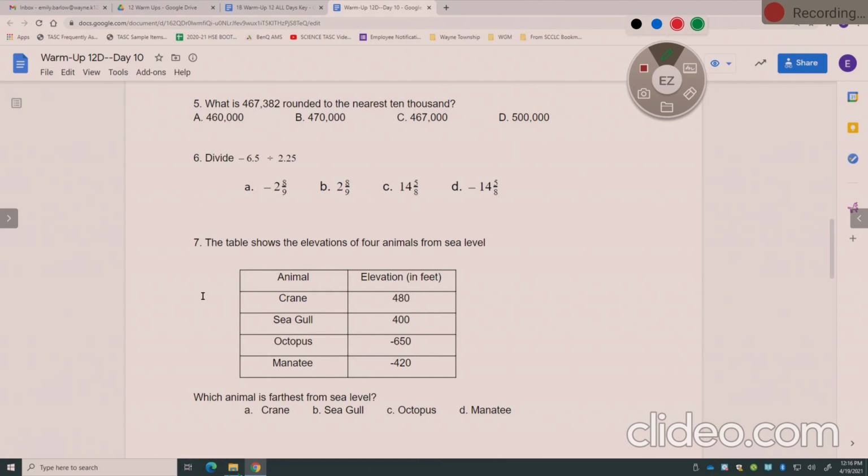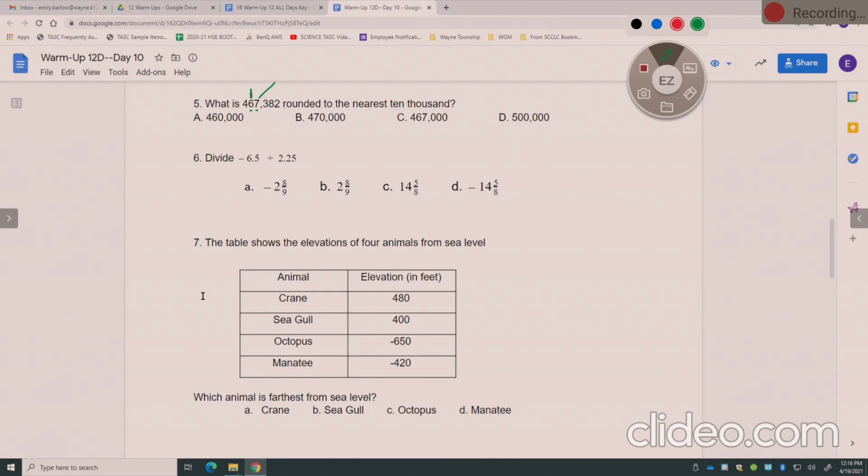467,382 rounded to the nearest 10,000. So this 7 is our thousandth spot. This 6 is our 10,000. But remember, whenever we're looking at rounding, this 6 is the number we want to decide if we're changing or not. This 7 is what determines whether we change.